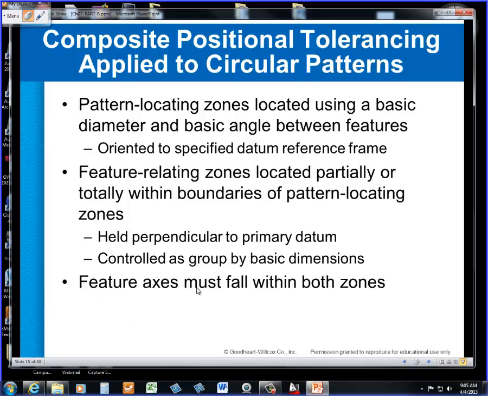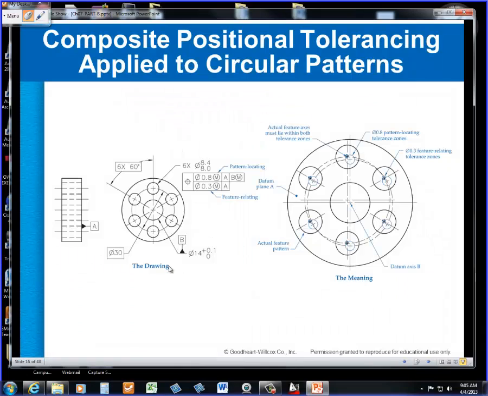And the feature axes must fall within both zones. So our feature axis has to be within both of the zones that we establish. Kind of like the other coordinate method. So here we have that part we saw earlier. We have one single position tolerance, so it's considered all together. The actual feature axes must lie within both zones.